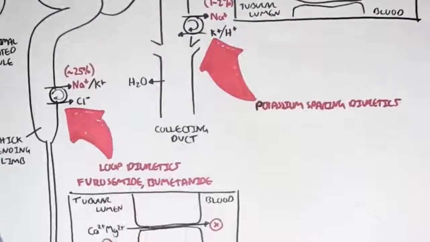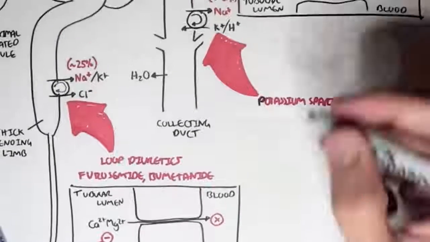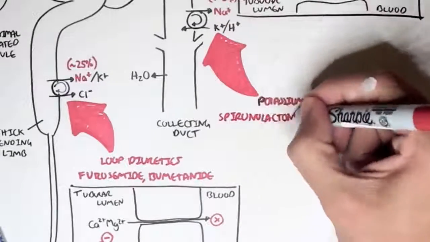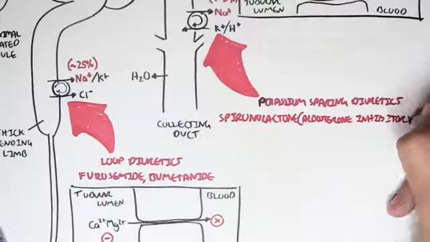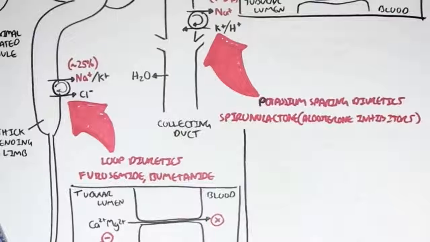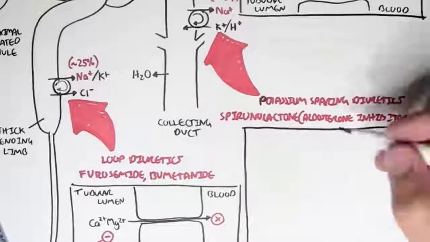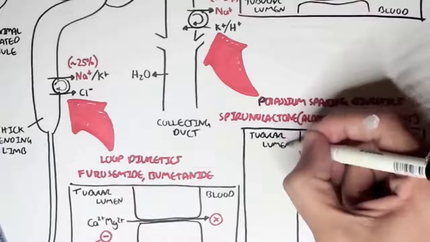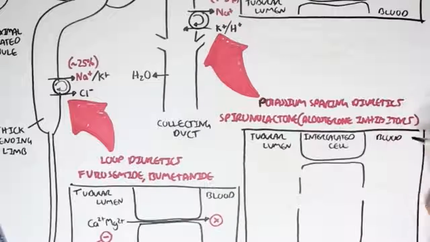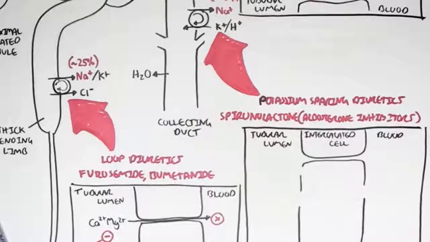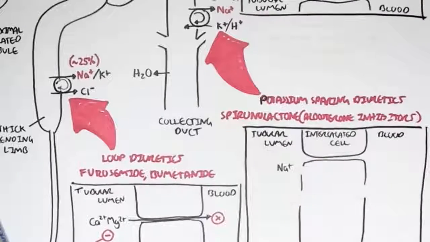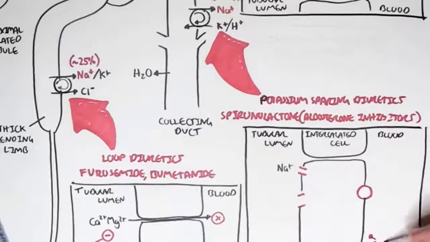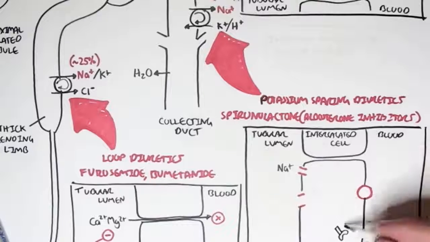The other type of potassium-sparing diuretics are aldosterone inhibitors, such as spironolactone, and these work on the transporter within the collecting ducts. They work on the intercalated cells where this transporter is located. So what happens is, normally, again, here we have the tubular lumen, intercalated cells, and the blood. Within the blood, we have the hormone aldosterone, which is secreted by the adrenal glands, the cortex of the adrenal glands. Within the intercalated cells, we have the aldosterone receptor.